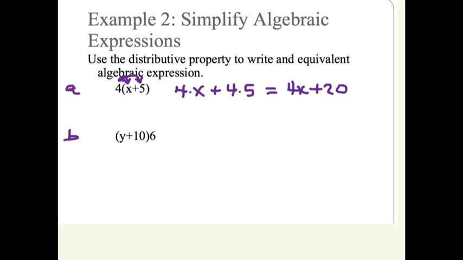Following along, even though the 6 is on the right side, there's no sign in between the two, so that means that there is multiplication here. There's no sign between the 6 and the parenthesis. So what I'm going to do is multiply 6 times y plus 6 times 10, and my final answer is 6y plus 60.